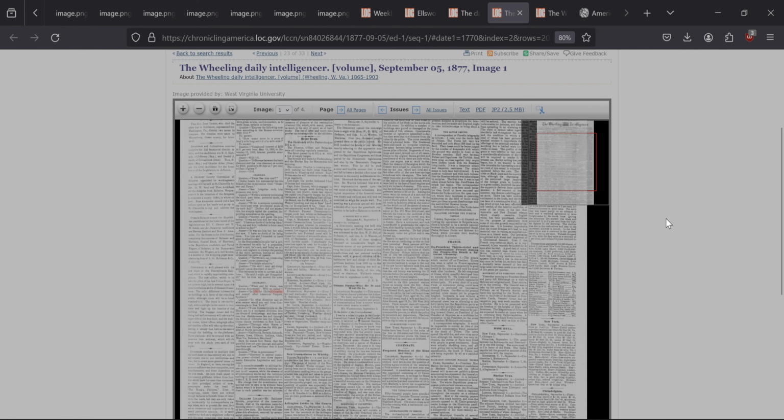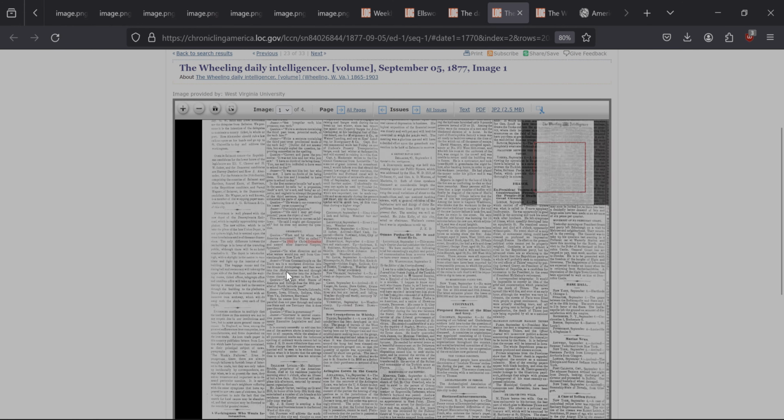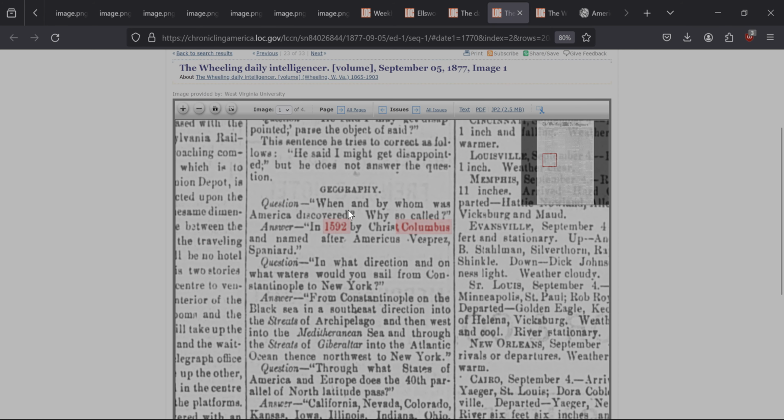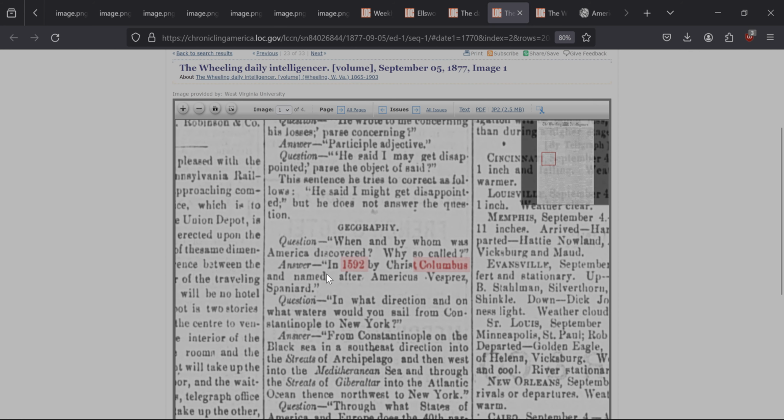This one's from 1877. And down here in geography, it says, question, when and by whom was America discovered, why so called? The answer, in 1592 by Christopher Columbus, and named after Americus Vespucci, the Spaniard. So, again, 1592, Christopher Columbus. And of course they mention Americus Vespucci again, calling him Vespucci, the Spaniard, but 1592.